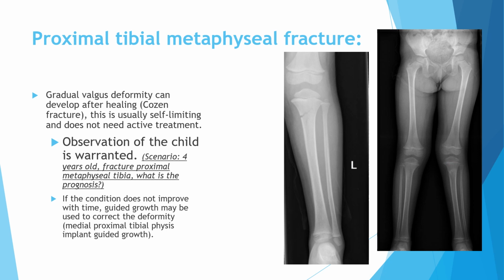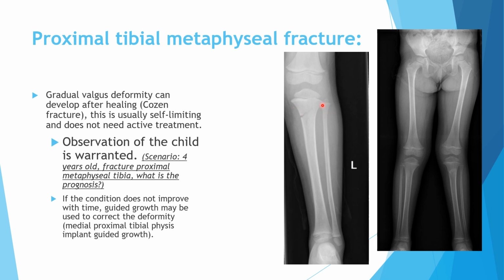This is called Cozen fracture. Usually the treatment for this condition is observation, because in most cases the child will improve with time. If with observation the condition does not improve, you can go for guided growth, meaning that you put either a staple or a guided growth plate here, allowing correction of the valgus deformity.